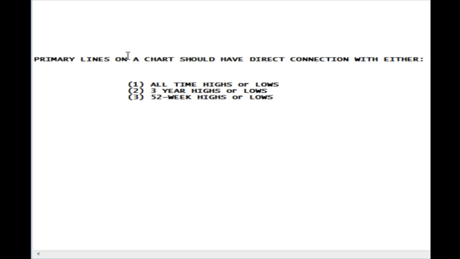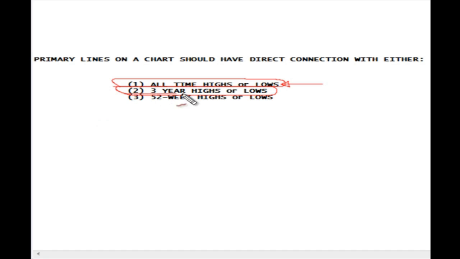And so here we're going to talk about primary lines on a chart and why they should connect to one of the following 3 points. Now, the way I've set up this video, which I hope is going to be a short one, this is the most important point right here. If your line is touching an all-time high, that's an important line. If it's touching a 3-year high, that has importance too.